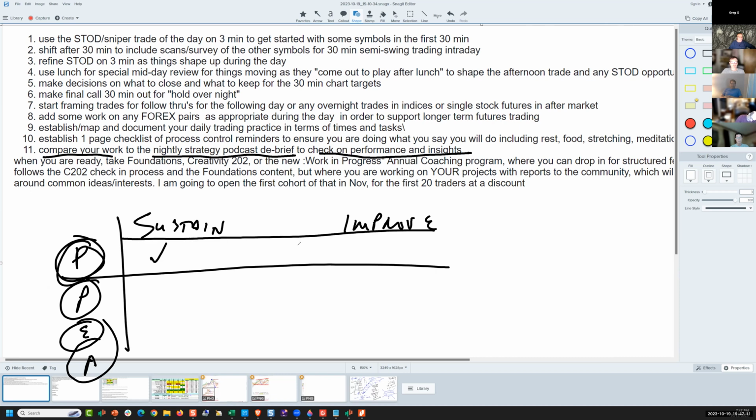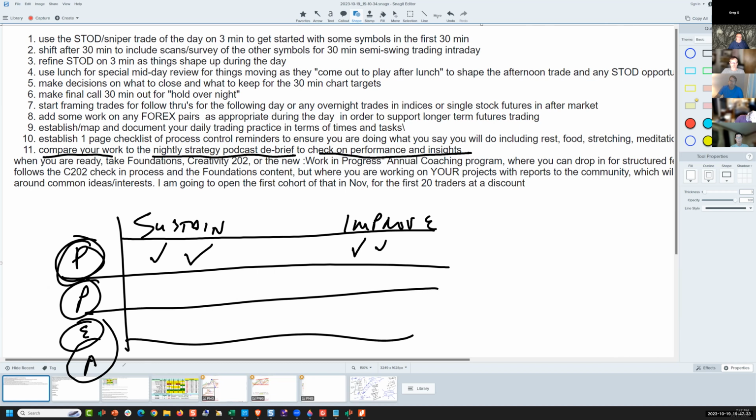So you think about what you did each day for planning. What was good that you want to continue? What did you abstain from that was a good thing? I resisted the urge to go beyond the limits of my expertise. Hey, that's a good thing. Keep doing that. And what are the parts of planning that I want to improve on? So that gives you a list of possible things to improve tomorrow.